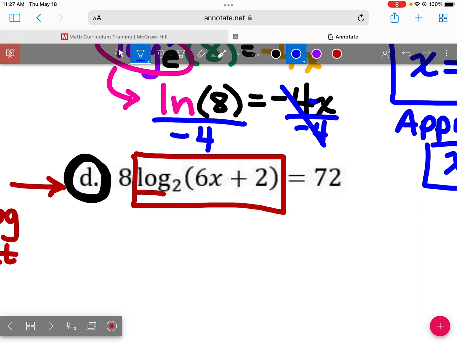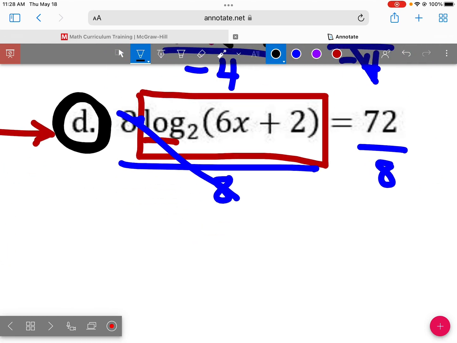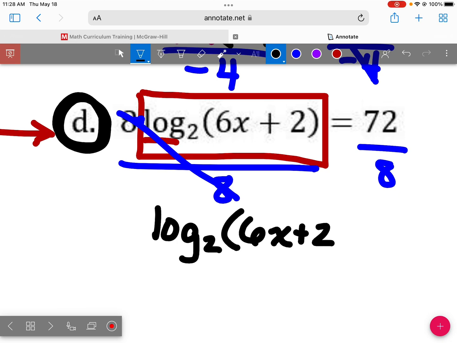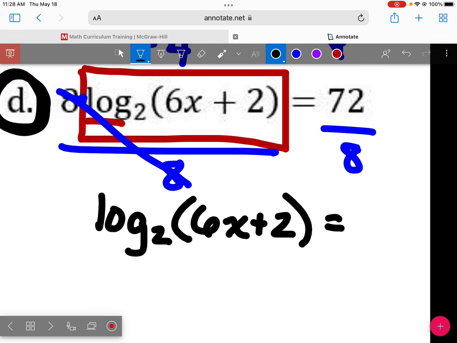What operation is connecting the 8 to the log? Multiplication. So how are we going to make it cancel out? Division. We're going to divide both sides by 8. That'll make my 8s cancel here. So on the left, I'm still going to have log base 2 of 6x plus 2 equals what? 9.